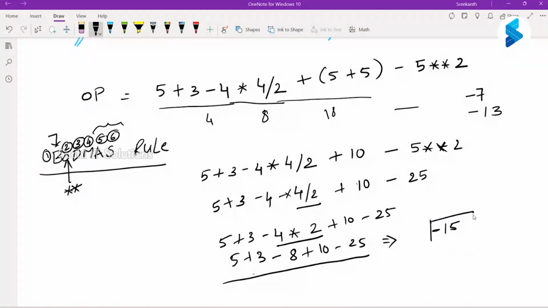Minus 15 will be the output. 5 plus 3 is 8, 8 minus 8 is 0, 0 plus 10 is 10, 10 minus 25 is minus 15. Minus 15. Right? So you understand this rule, right?